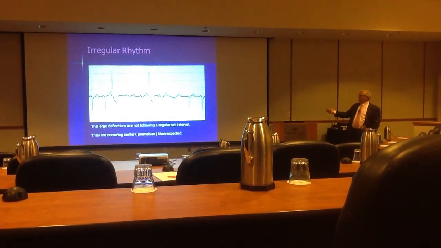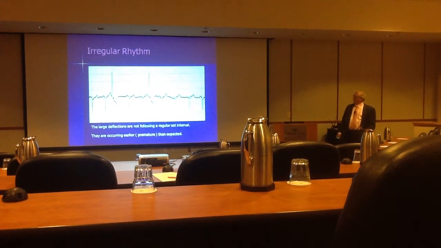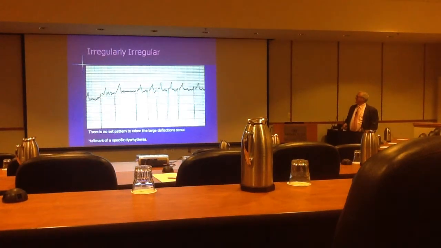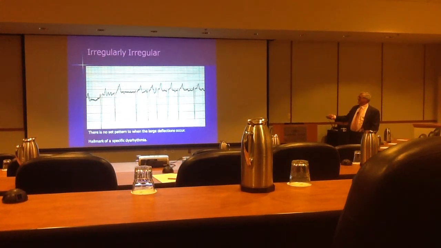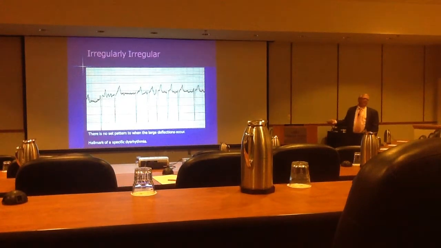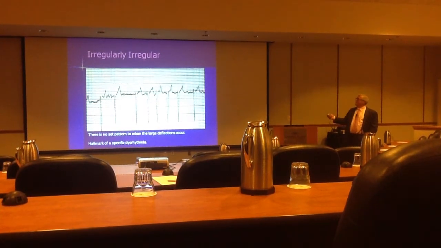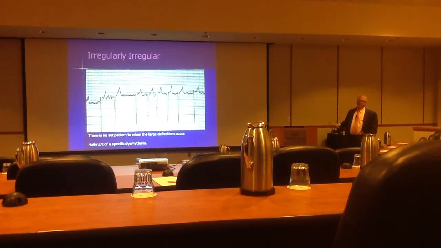And then you look at this kind of a thing and you say, wow, this thing is irregular, but there's a kind of a pattern to that irregularity. And then you look at this kind of a thing and you go, man, that thing's all over the place. What is that? That's an irregular rhythm. And whenever you see something like this, the first thing you always think about is atrial fibrillation until you can prove otherwise.